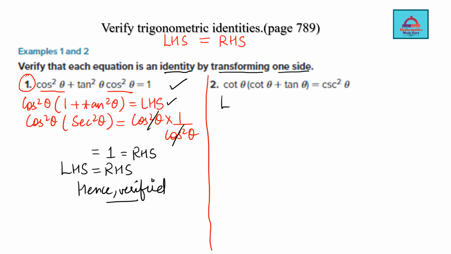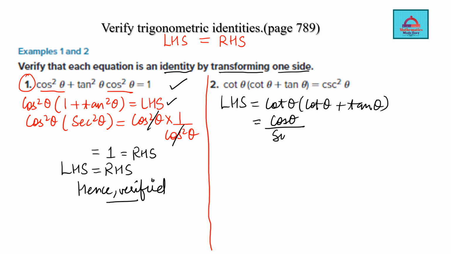Now let's do this one again. We will use the left side because it is more difficult, and we will use the concept of reciprocal identity. Reciprocal identity says that we convert everything into sine and cos. So the identity gives you cot theta as cos over sine. Inside also we can take 1 over tan because the reciprocal of tan is cot. So you may take this as cos theta over sine theta.